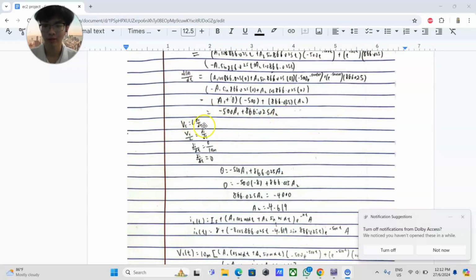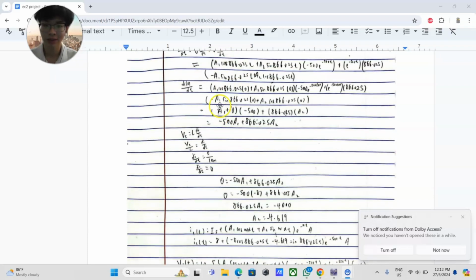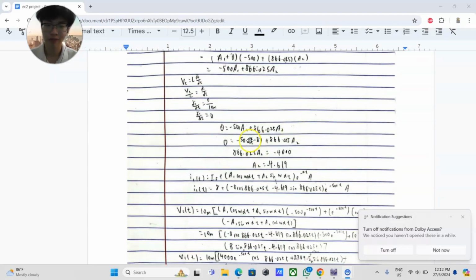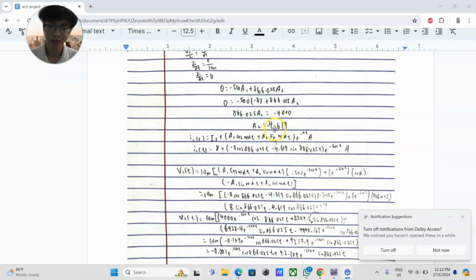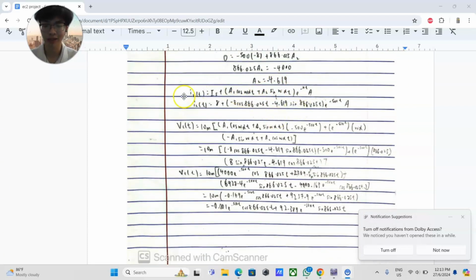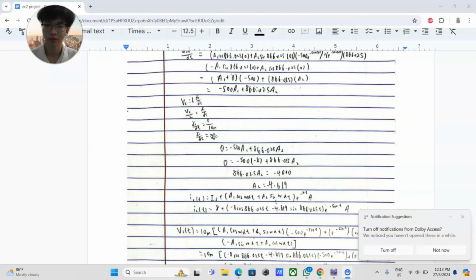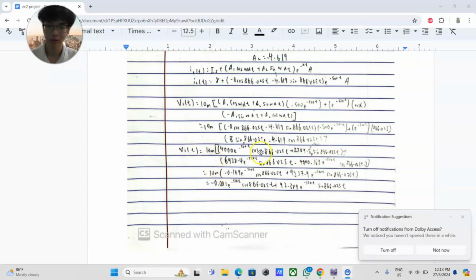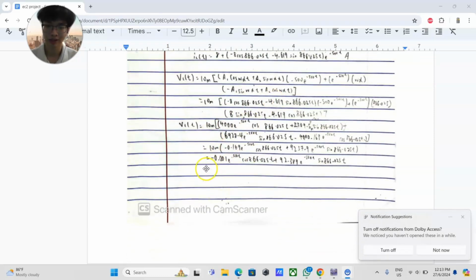After that, we use this formula, VC equals L di/dt, so VC over L equals di/dt. We know that at the initial condition, VC is equal to 0, and L is equal to 10m, so di/dt is equal to 0. Then we substitute it into this equation, and since we know A1 is equal to negative 8, we can find A2 is equal to negative 4.619. After that, we substitute the values into the iL equation, and VC(t) is the same thing. We just multiply by 10m, equal to L di/dt, substitute the values, and this is what we get for VC(t).